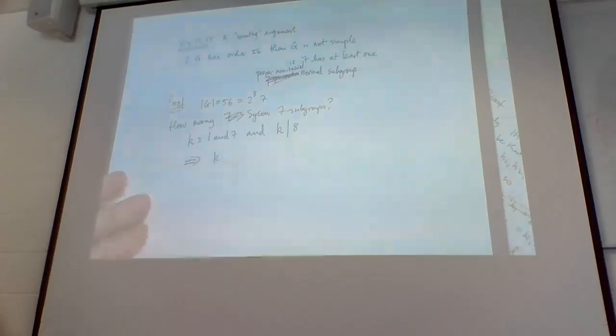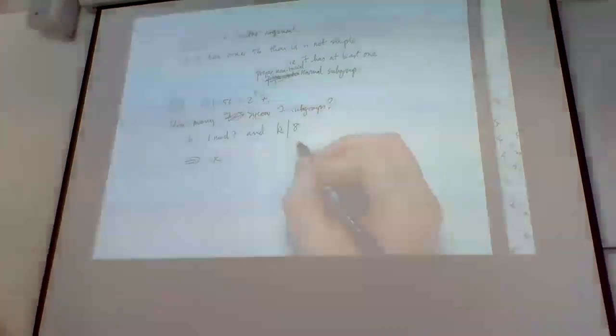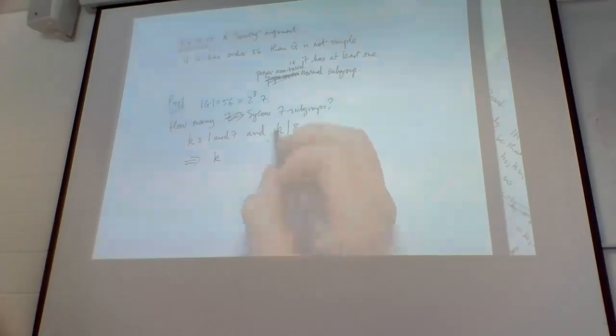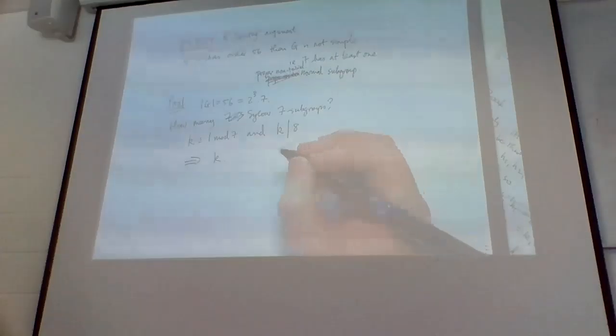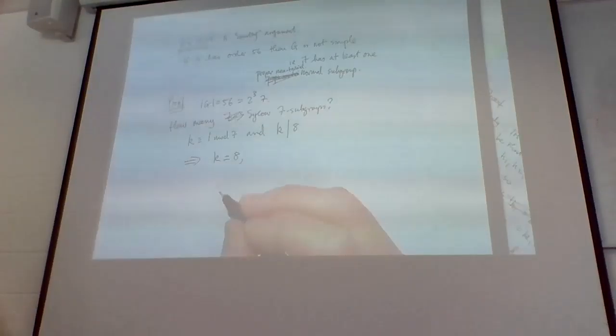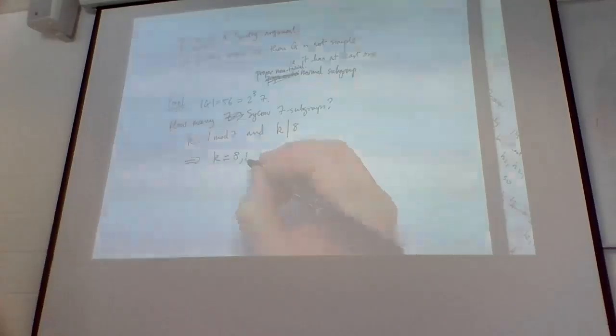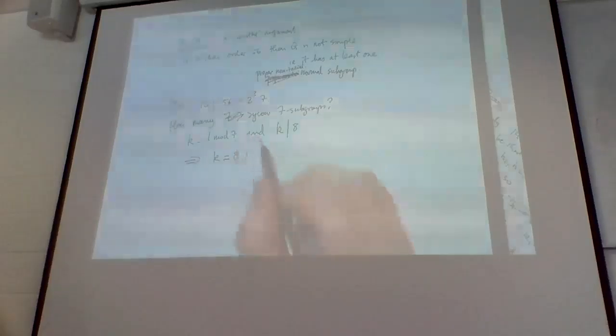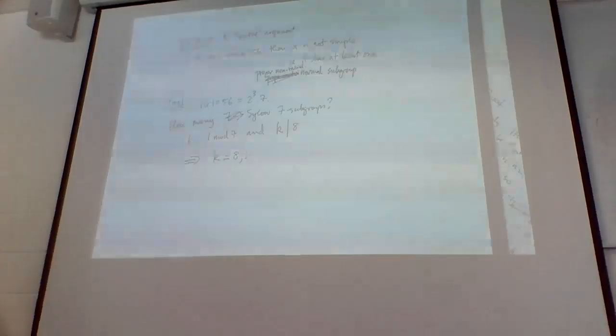So what conclusions do you draw about k in this case? What could k be? It must divide 8, so there's not that many choices. And it must simultaneously be congruent to 1 mod 7. 8 would satisfy those two conditions, and 1. 2, 4, no. 2 and 4 are not congruent to 1 mod 7. So k is 1 or 8. Right?